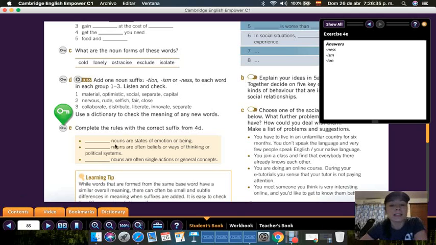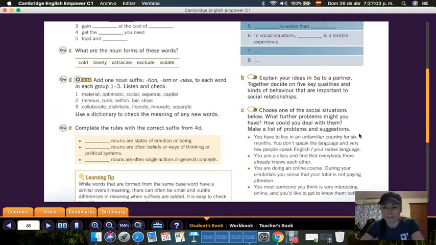Now, ism is when we're talking about nouns that are often beliefs or ways of thinking or political systems. Okay, so we use that one. And tion is for nouns that are often single actions or general concepts. Okay, so those are the rules because not all the time you could add ness to everything. No, you have to find out these rules and study them to know.